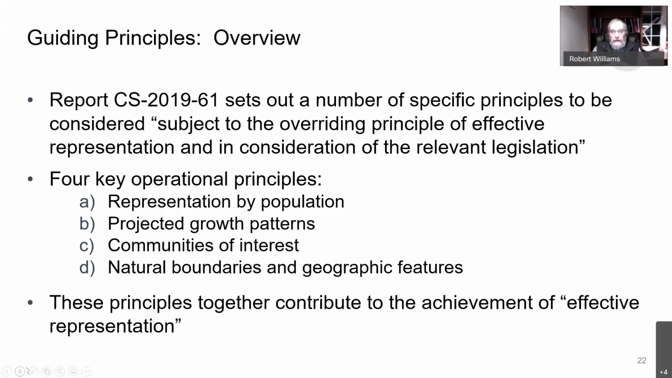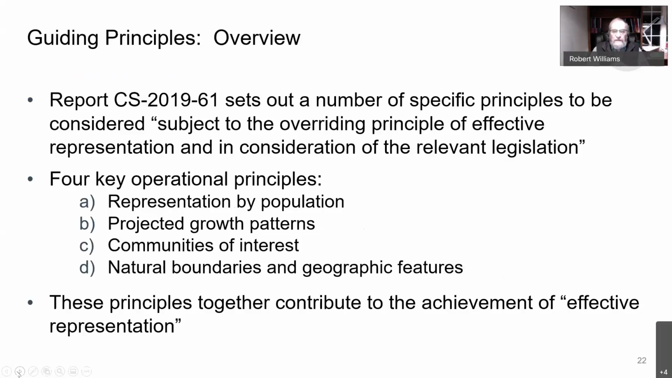Now, we're going to come to that part in a moment. Effective representation is a very important theme. But the four key operational principles, the things that help us understand what is a good system, help us understand what is satisfactory about the Guelph wards now and what a new system might look like. The four operational principles are noted there. Representation by population, roughly the goal of population parity. And we're going to speak about each of those in turn in a moment.